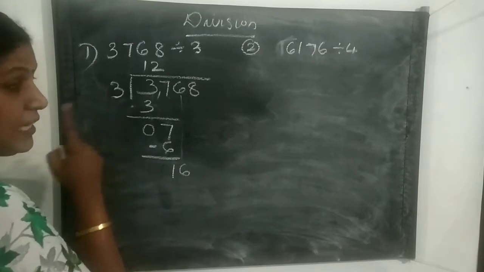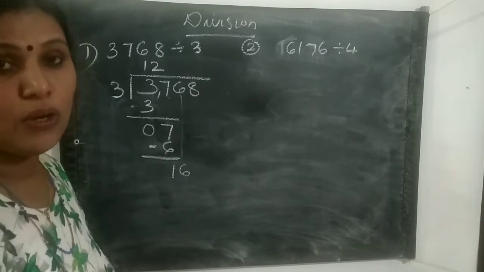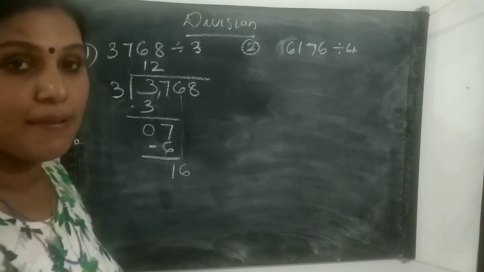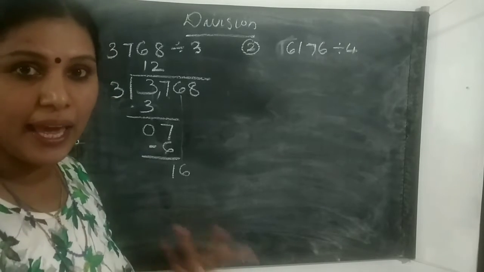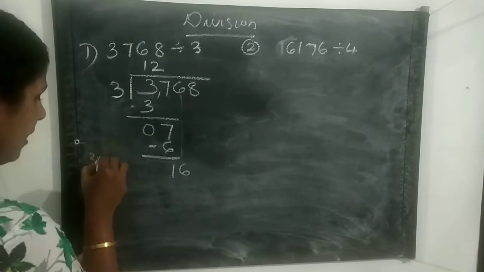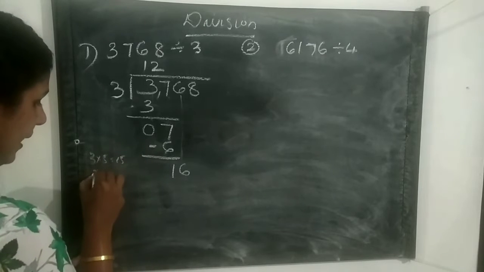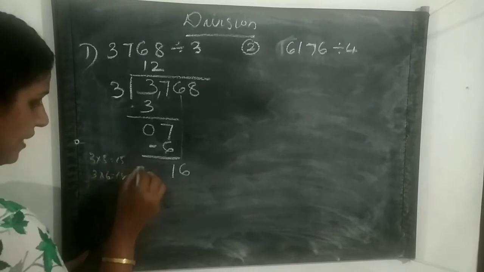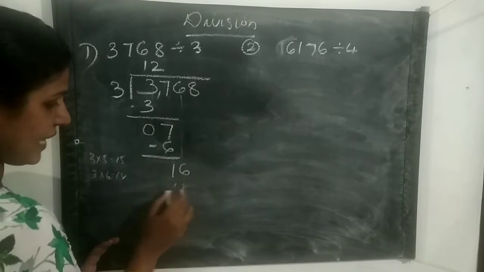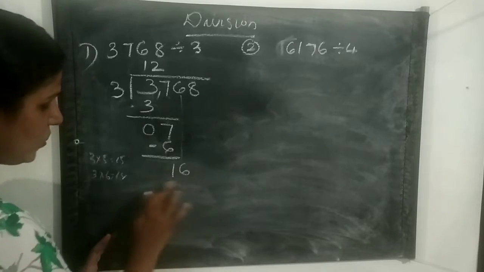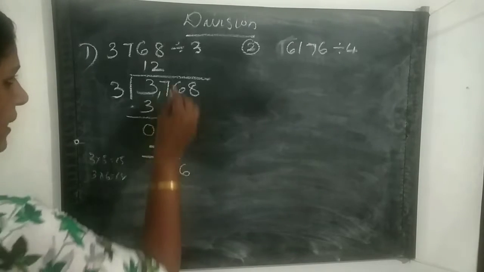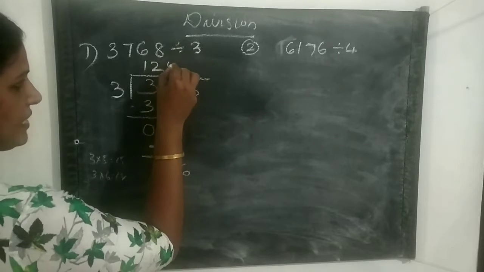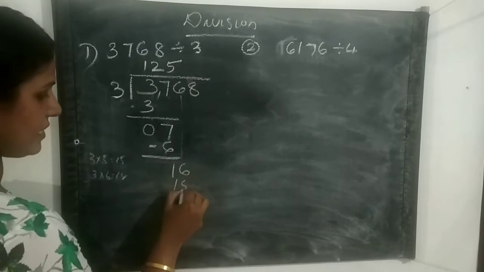So how many times? 3 4s are 12. Then 3 5s are 15. And 3 6s are 18. We can't subtract this 18 from this 16. So we have to write this 3 5s are 15. How many times does it go? That is 5 times.